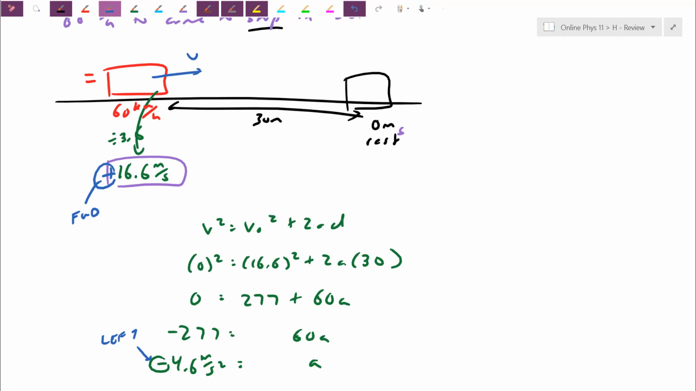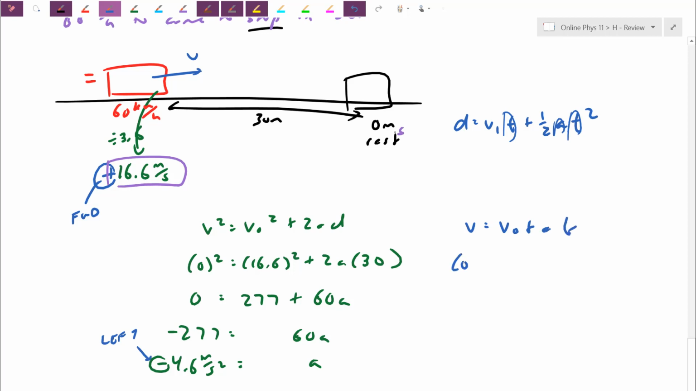You're more than welcome to use d is v i t plus 1/2 at squared. I couldn't use that formula at first because I didn't know either the time or the acceleration. But now that I know the acceleration, this formula would use a quadratic, right? Well, if I can avoid a quadratic, why not? Let's try the other one here. v is v naught plus at, a little bit simpler.